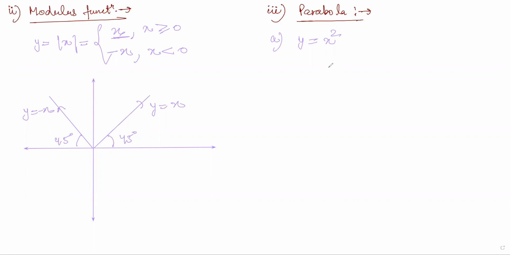Now, what type of parabola, what kind of parabola? There are so many graphs of parabola. The shape will be the same, but the orientation will differ. If I draw a graph in a 2D structure, the parabola can be anywhere.